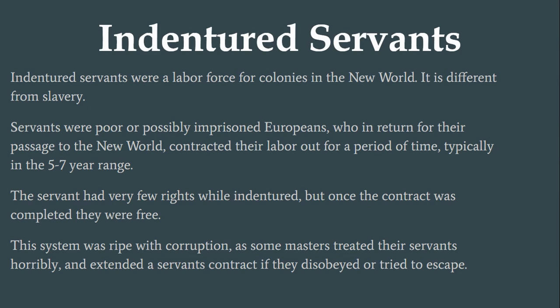Indentured servants were a labor force for colonies in the New World. It is different from slavery. Servants were poor or possibly imprisoned Europeans, who in return for their passage to the New World, contracted their labor out for a period of time, typically in the 5 to 7 year range. The servant had very few rights while indentured, but once the contract was completed, they were free. This system was ripe with corruption, as some masters treated their servants horribly, and extended a servant's contract if they disobeyed or tried to escape.